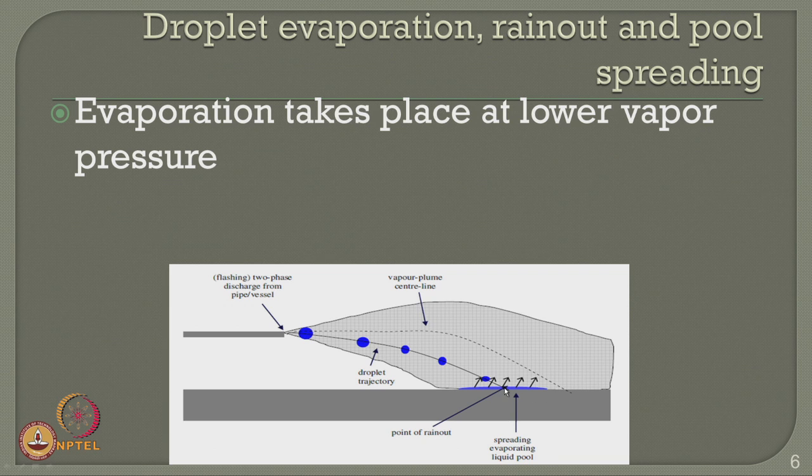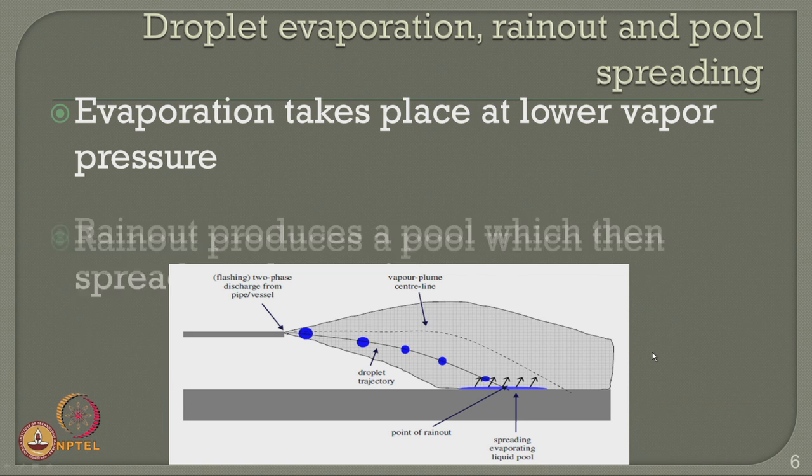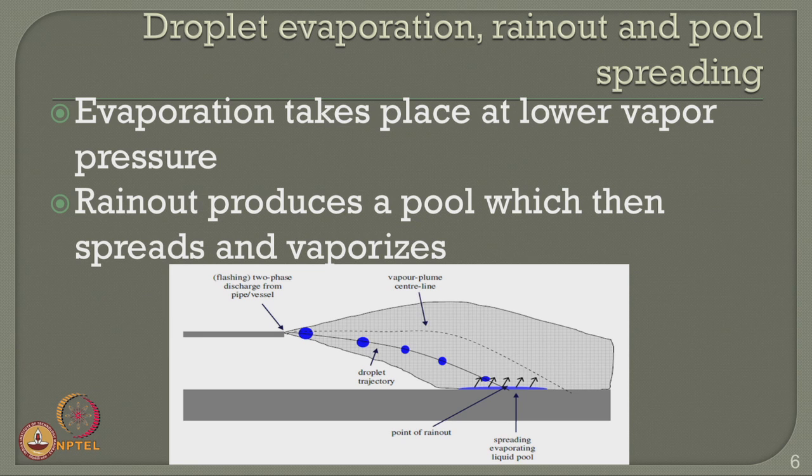From the liquid pool we all know that it will vaporize further, which results in what we call the rainout process. So when you have a discharge from a pipe or a vessel, which is essentially a two-phase discharge, it forms in two parts. One is the droplet, which results in evaporation as well as spreading of a liquid pool. The rainout therefore is produced from a pool which then spreads and vaporizes over a larger area above the surface of the ground.